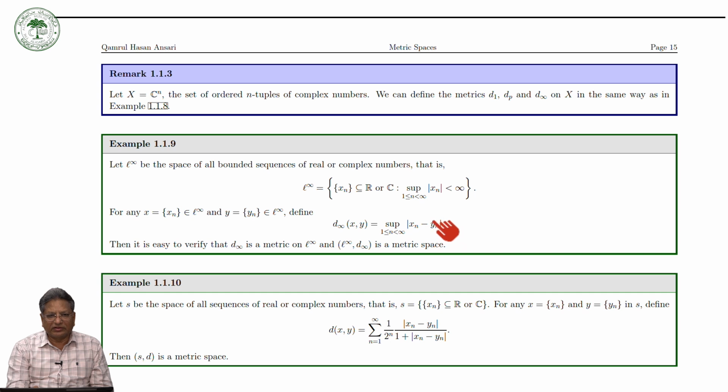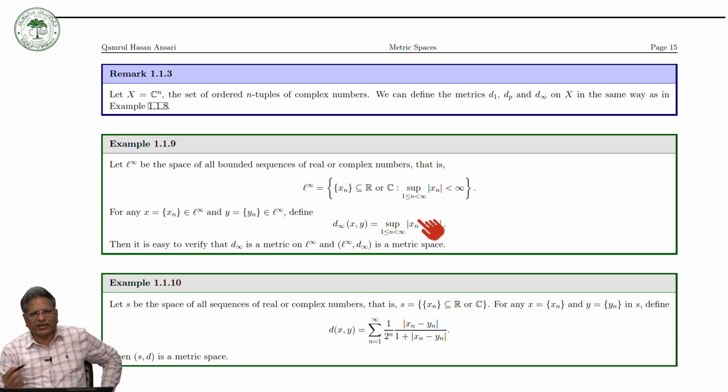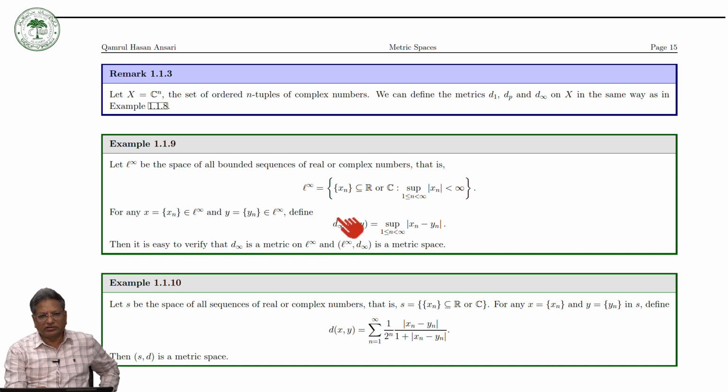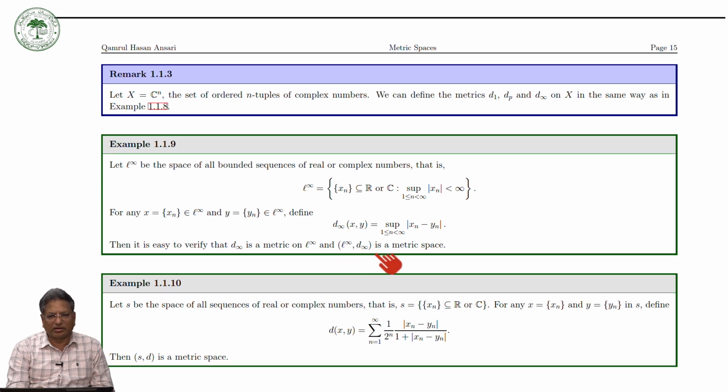Because mod of xn minus yn satisfies all the properties of a metric, this d infinity is a metric. It can be easily proved that d infinity is a metric on L infinity. So L infinity with this metric is a metric space. This you can prove.